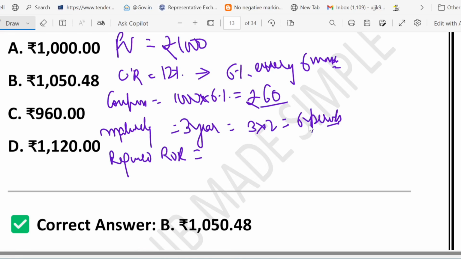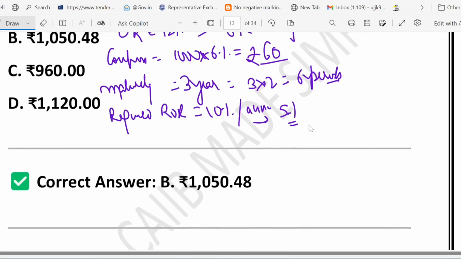Required ROR is 10%, and that is per annum. And we want to calculate it after 6 months. So it will be 5% every 6 months. So everything you have to compute on a 6 month basis. Now we will use the present value formula.